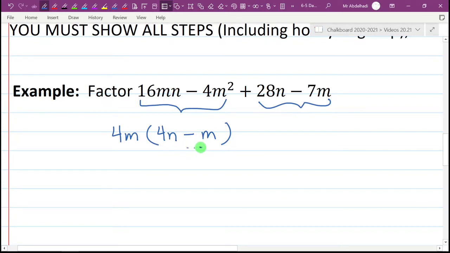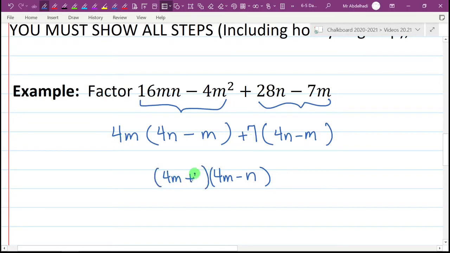Now, in order for this to work, you're hoping that you're also going to get a 4N minus M here. And it looks like if I just multiply by positive 7, that 7 times 4N is 28N and 7 times negative M, yeah, that works. And you can see, there you go. So you have 4N minus M is one factor. It's the common factor in the two terms that we have here. This is all one term and this is all one term. And its common factor is that. And then the stuff outside makes the second factor, 4M plus 7.